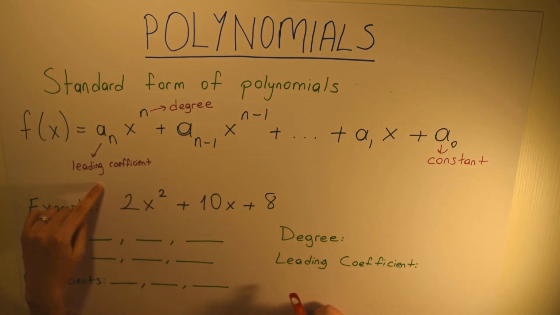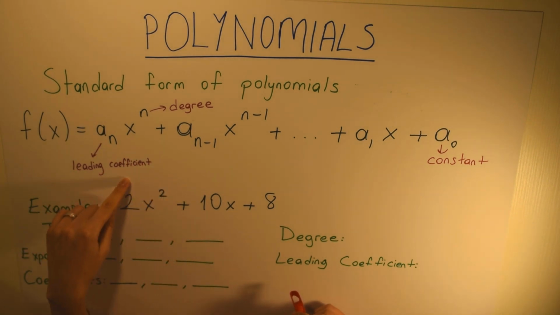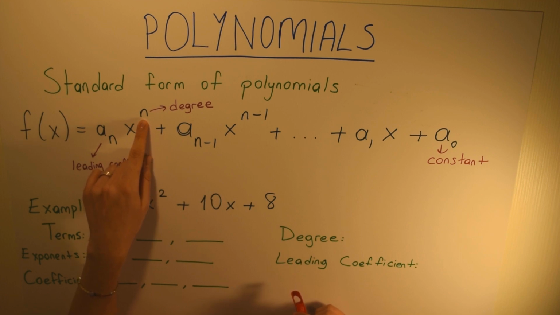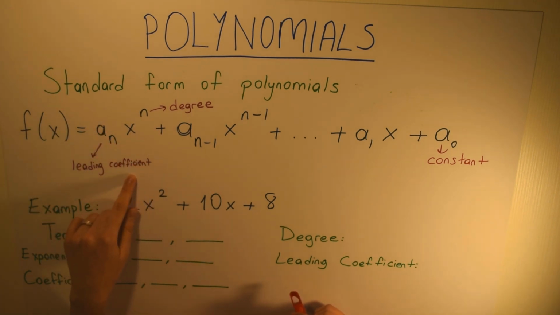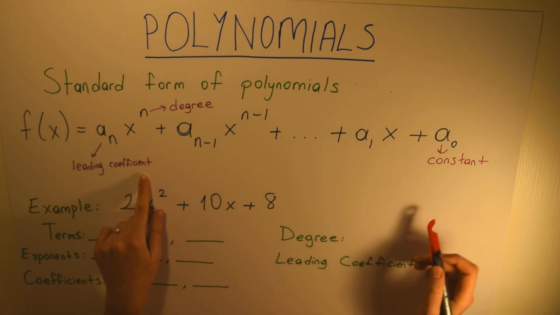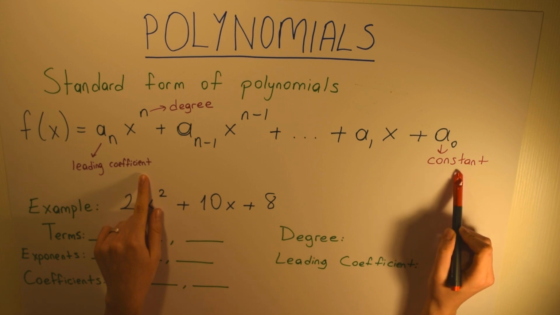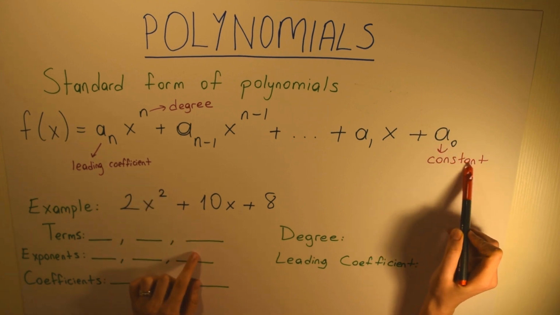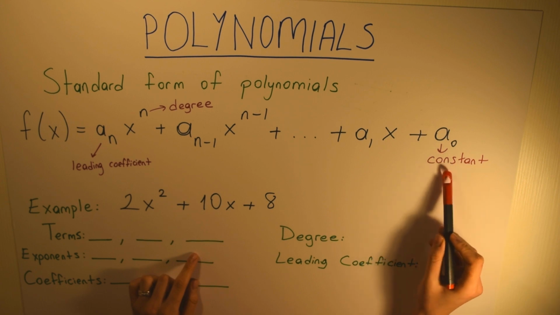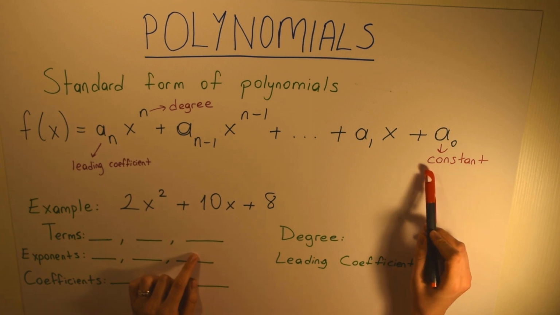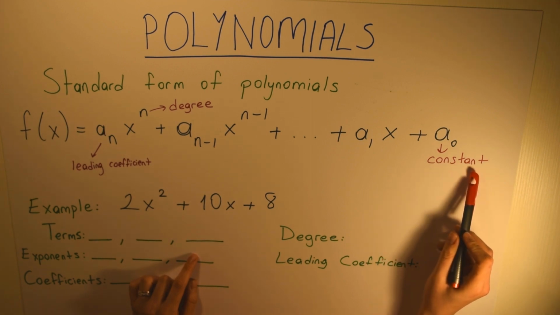And here we have leading coefficient. Leading coefficient is the number written in front of the variable with the largest exponent, okay? So here, as we said before, this is our largest exponent, which means here an is our leading coefficient. And we have here constant. Constant is a number which does not have any variable in front of it. So as you can see here, a0 is just a0. It doesn't have any x, y, z, right? It doesn't have any variable. So that's why we call this a constant.